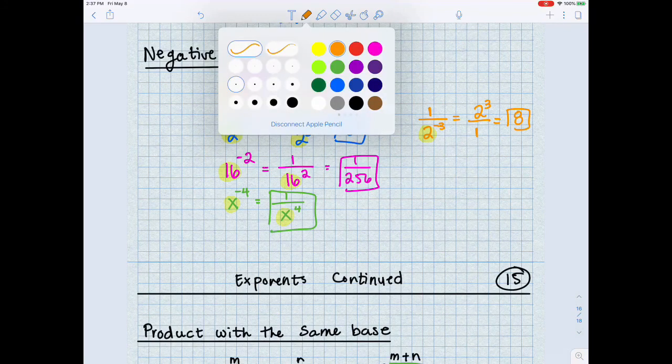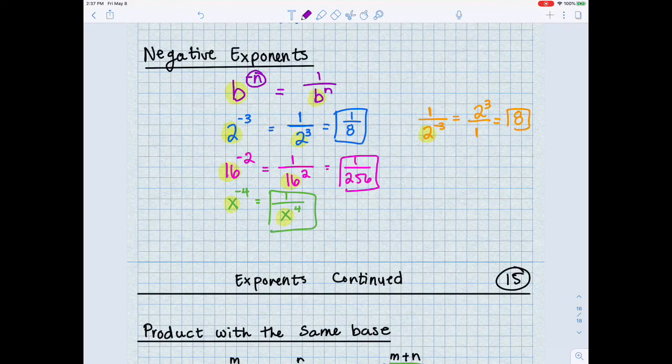Okay, and then I wanted to show you that same example but with variables. So let's say you have 1 over x to the negative 6. Remember, our base comes up, so our base remains the same, nothing's changing there. Because we've made this switch, our exponent is no longer negative, it is positive. And so our final answer here is x to the 6th power.